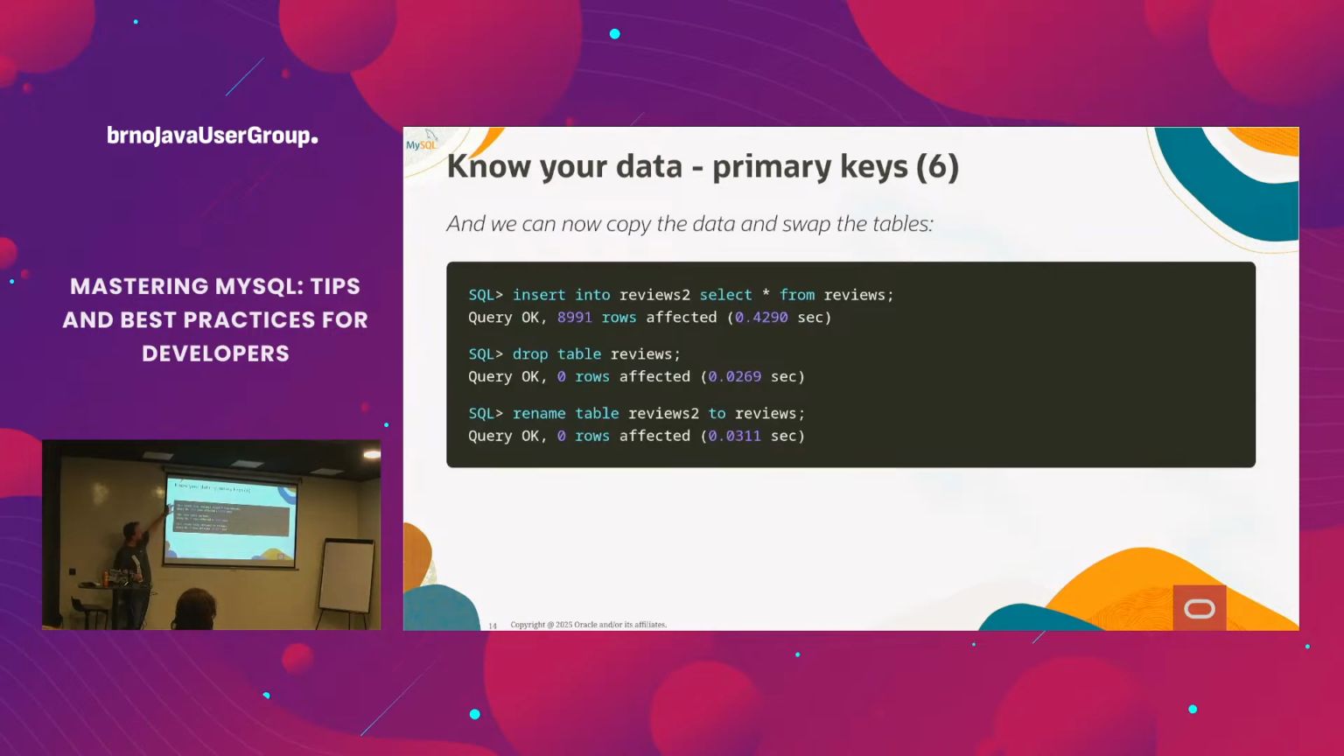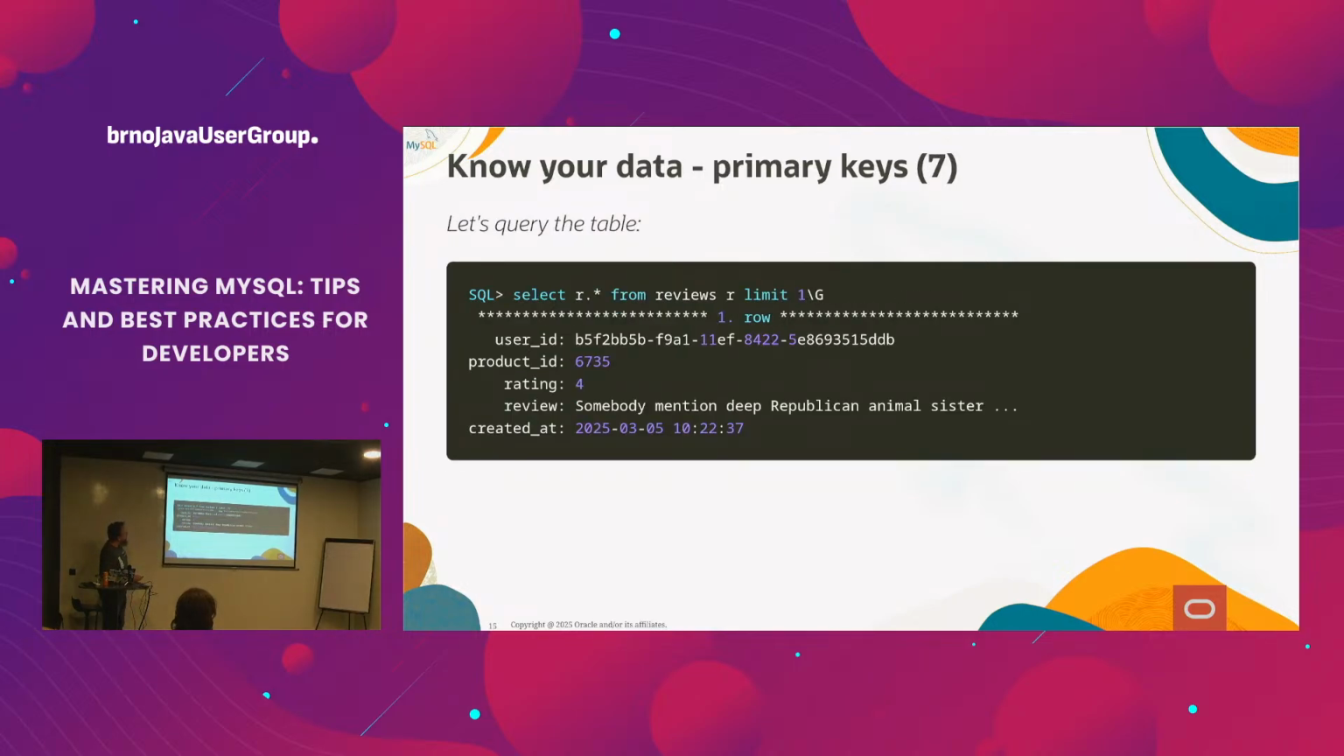So what we do here, we just insert all the data from review in review 2. Then we drop the old table, we rename it, and now we have our table with the good primary key. Right? So let's have a look here now. So we select all the columns from the review that we just swapped. And what we can see here, we don't have primary key. So if our application was not expecting that primary key, it won't break because it's not there.